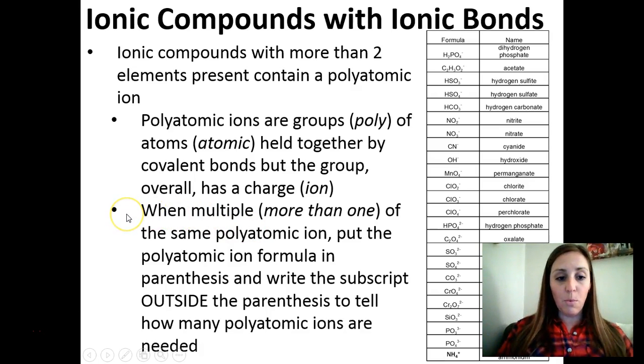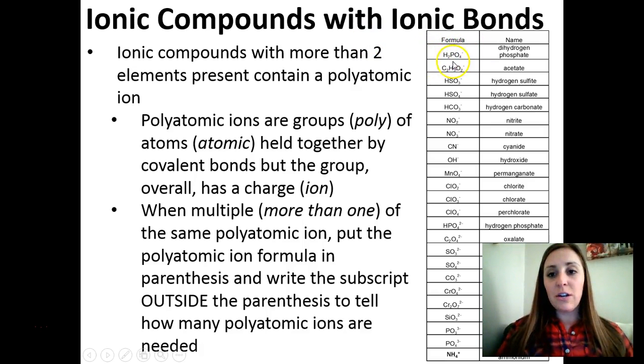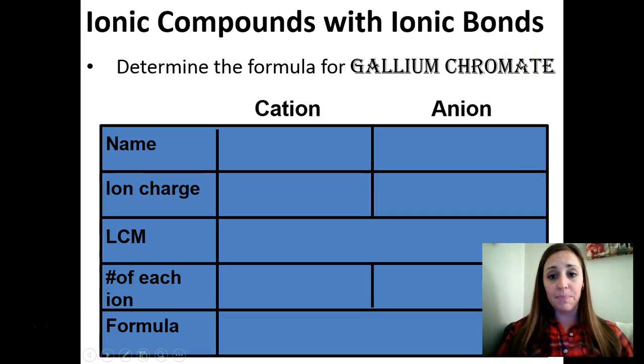When there's more than one of the same polyatomic ion, you're going to put the polyatomic ion formula in parentheses and write the subscript outside of the parentheses, so that it tells you how many of that polyatomic ion there are. For example, say you had multiple dihydrogen phosphates. This whole thing would go in parentheses, and then outside you'd have a number, and that says how many of the whole thing are going to be in it. So let's do an example.